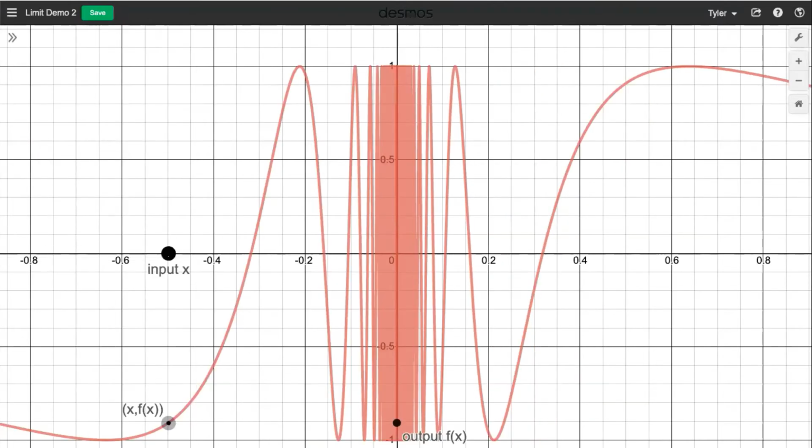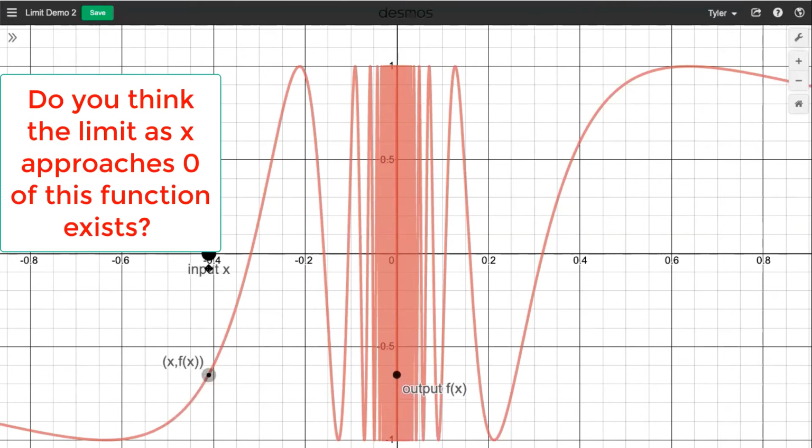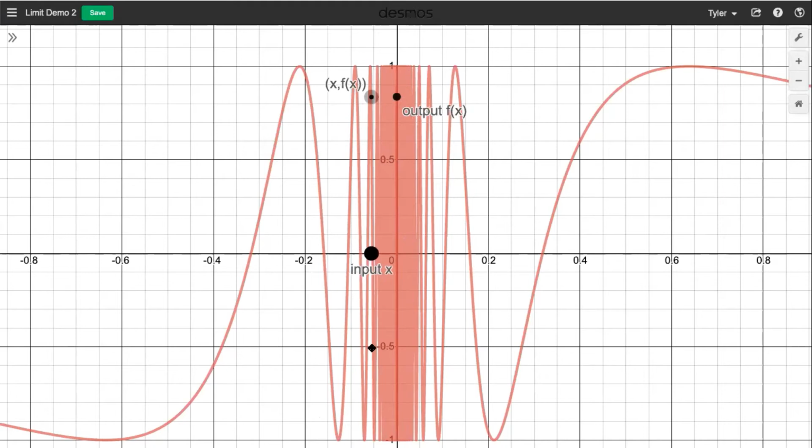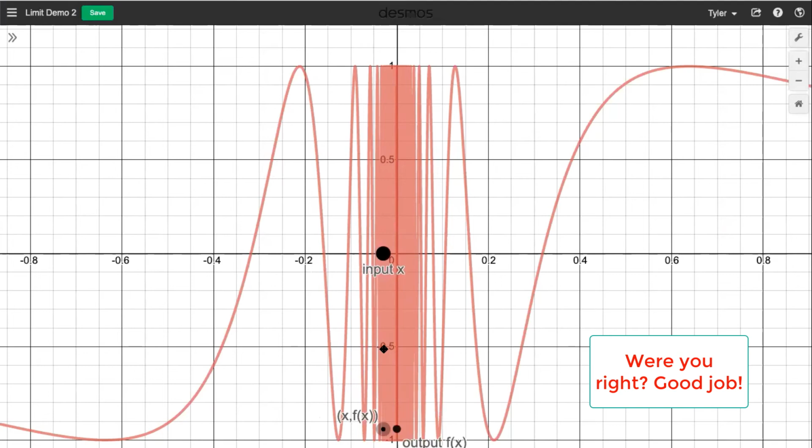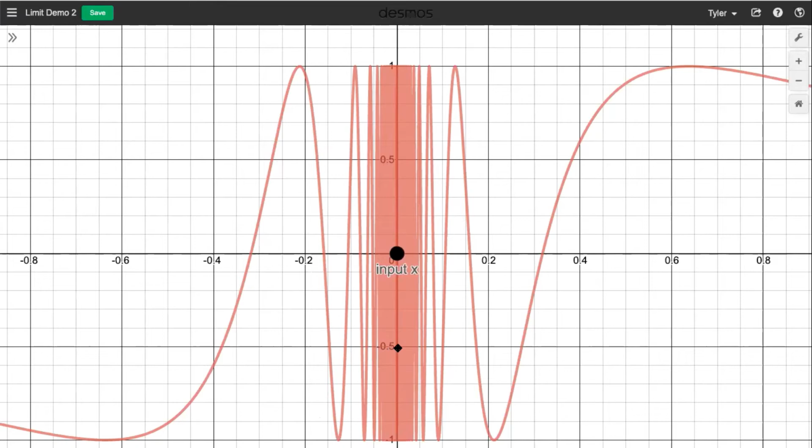If we drive the input towards 0, you can see that the output doesn't behave very nicely. Right now it's getting bigger. Okay, I'm just watching the point on the y-axis, but now it's getting smaller. And it bottomed out pretty quickly, and now it's risen all the way to the top again. So it's going all the way bottom to top, but faster and faster and faster. So there is no limit there. That output coordinate isn't getting close to something. It's just oscillating back and forth between -1 and 1.